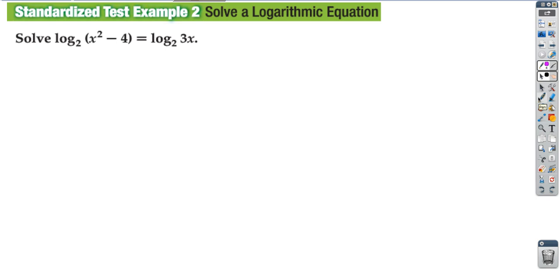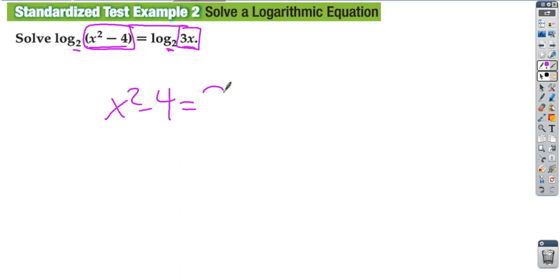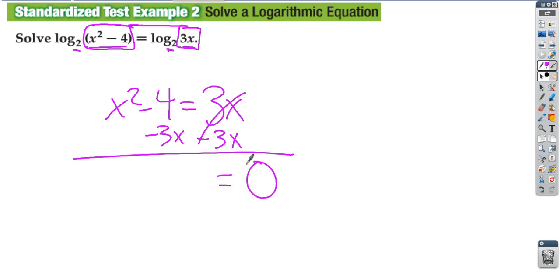Alright, so let's apply that. So this says the log base 2 of 3x equals the log base 2 of this. So that must mean this is equivalent to this. So we can just get rid of the logs and set those equal to each other. And this is a quadratic equation, so let's put it in standard form by subtracting 3x. So we would end up with 0 equaling x squared. I'm going to put the minus 3x in the middle, and then minus 4.